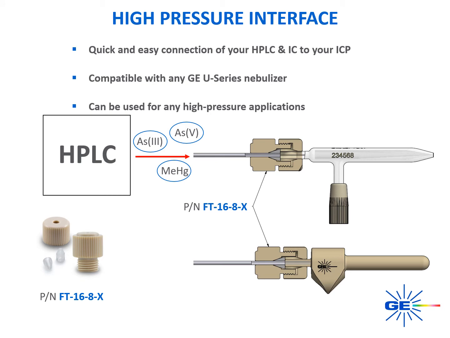In addition to the standard UniFit connection, we also offer a high-pressure nebulizer interface compatible with any Glass Expansion U-Series nebulizer, which, as we just learned, is any nebulizer that uses the UniFit connector. Leaky connections to your nebulizer will affect both the back pressure and stability of the spray, which has detrimental effects on the nebulizer performance. Our high-pressure interface provides a secure connection to help prevent leaks.